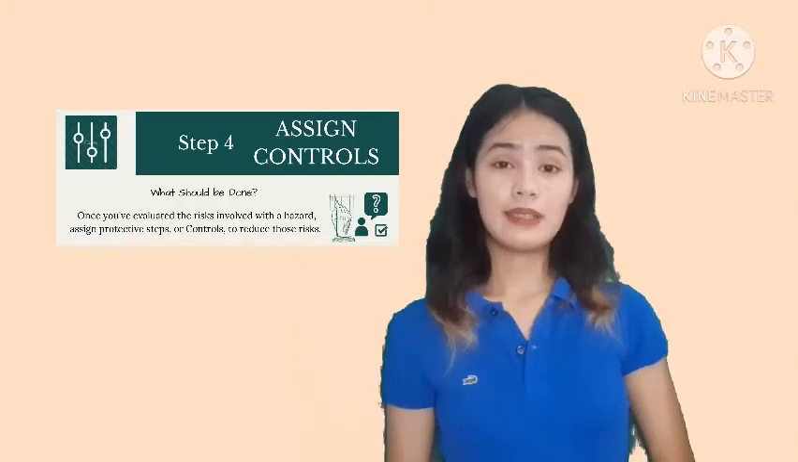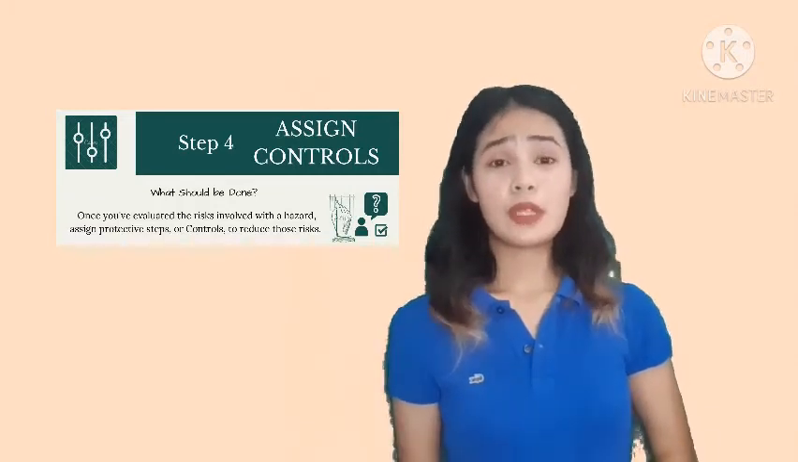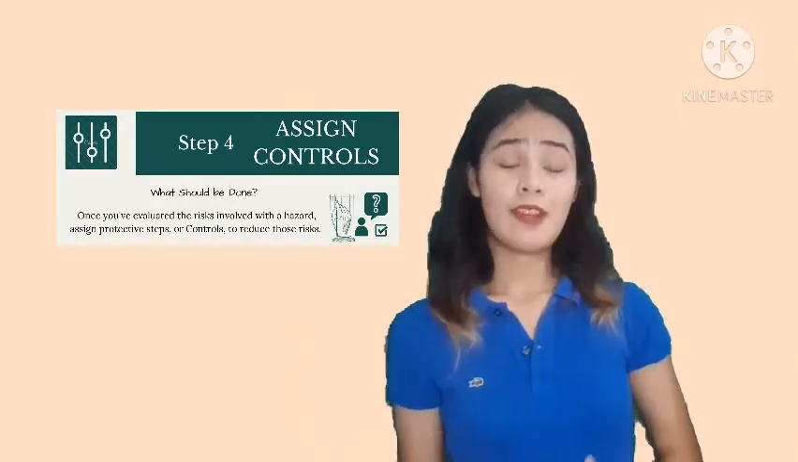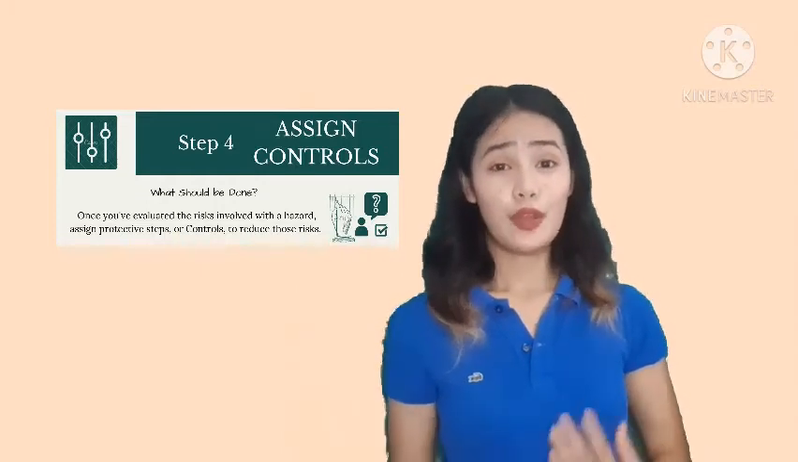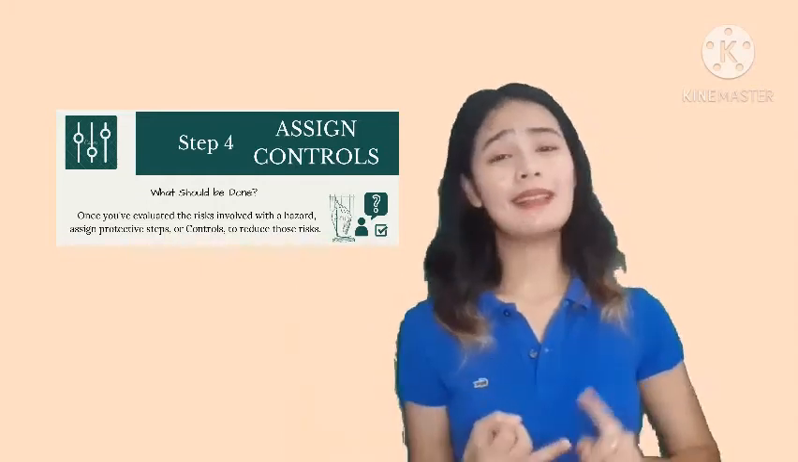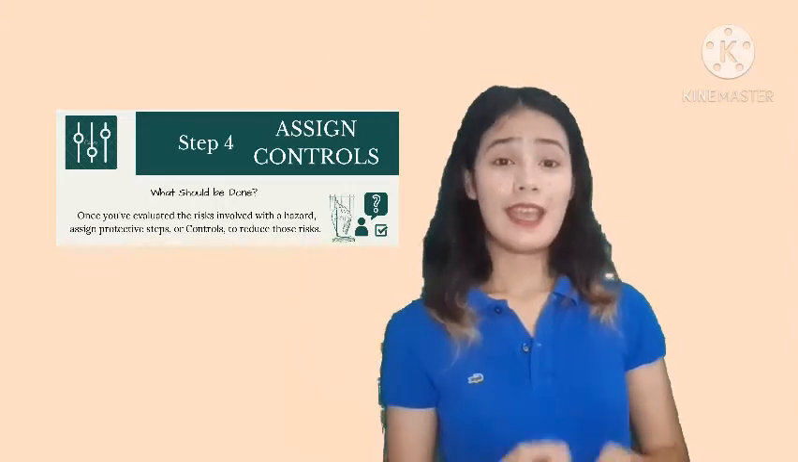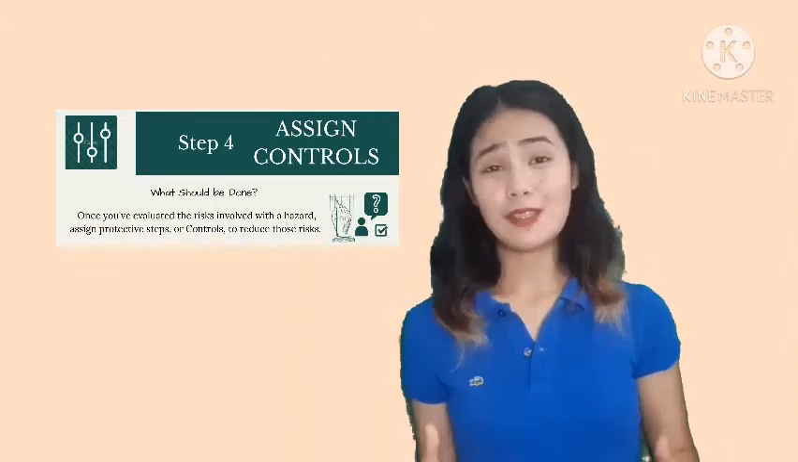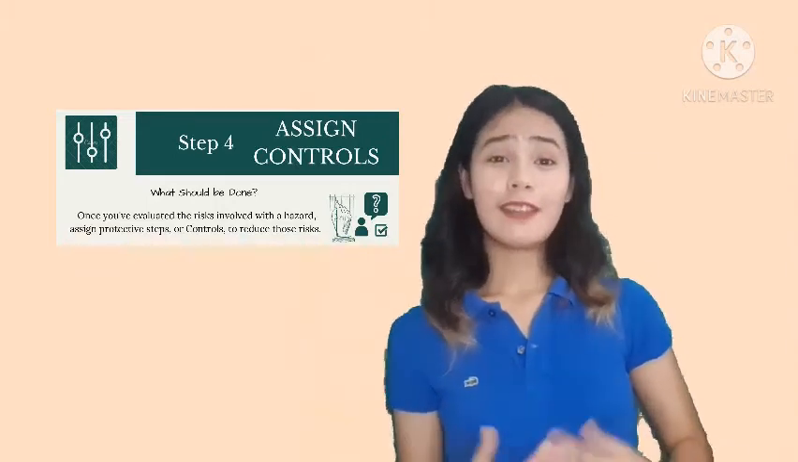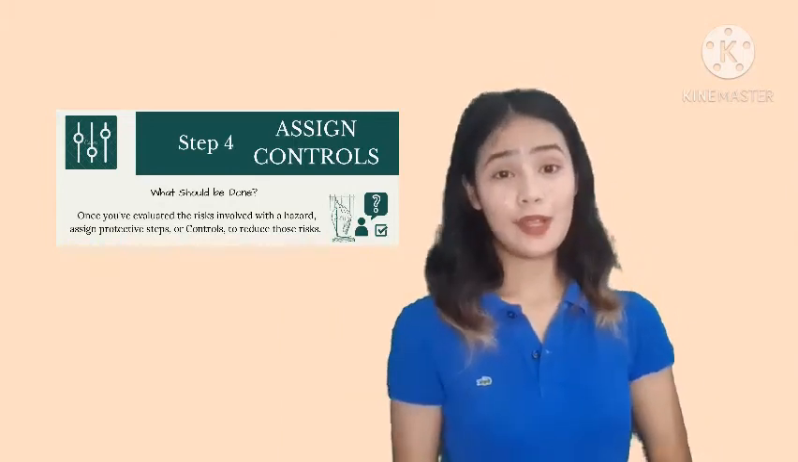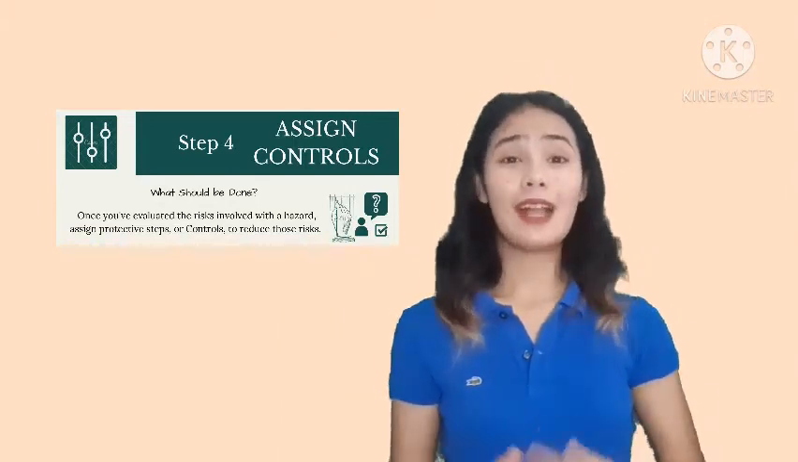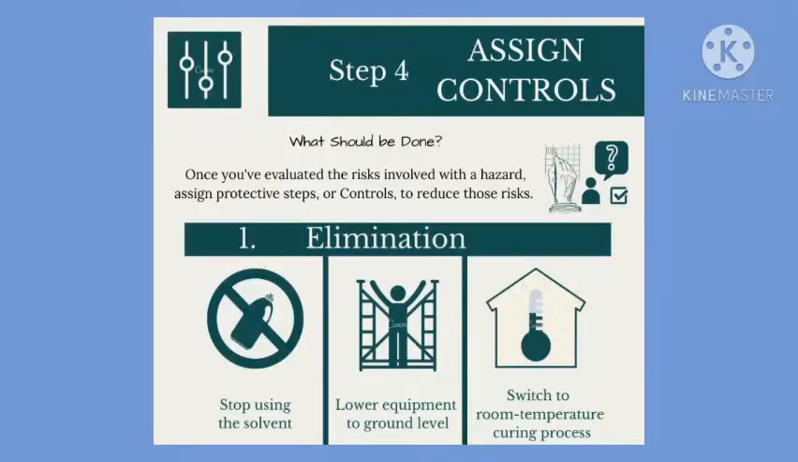Step 4. Assign controls. Effective controls protect workers from the workplace hazard. It helps to avoid injuries, illnesses, and incidents. It also helps to minimize or eliminate safety and health risks and helps employers provide safe and healthful working conditions. What should be done? Once you have evaluated the risks involved with a hazard, assign protective steps or controls to reduce those risks.